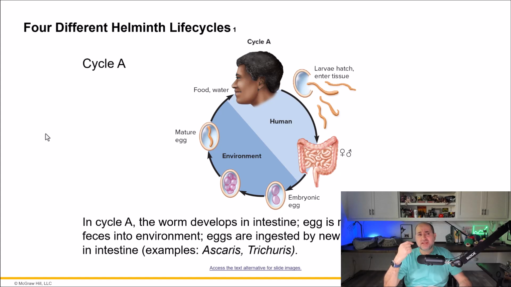Let's talk about cycle A. Here, the worm is ingested through the food or water. The larvae then hatch and enter tissues. The worm develops in the intestine. Eggs are released with the feces into the environment. The eggs are then ingested by a new host. Examples of this life cycle are exhibited by worms like Ascaris and Trichuris.